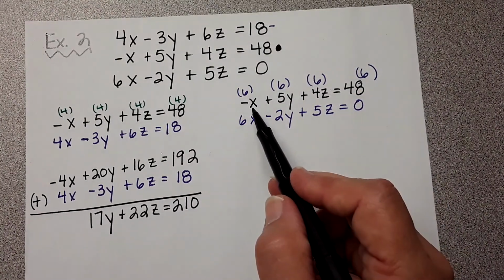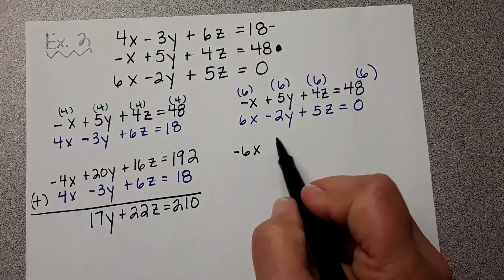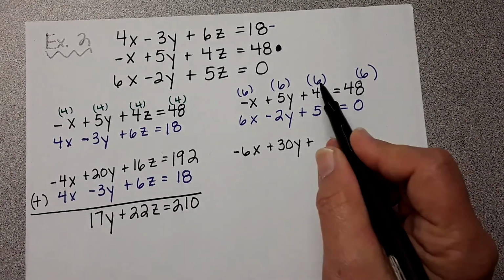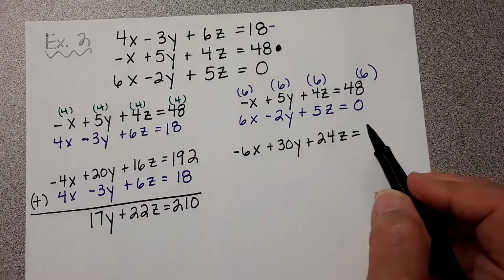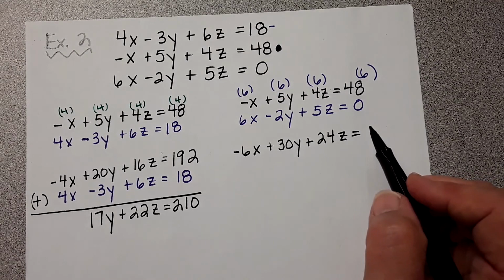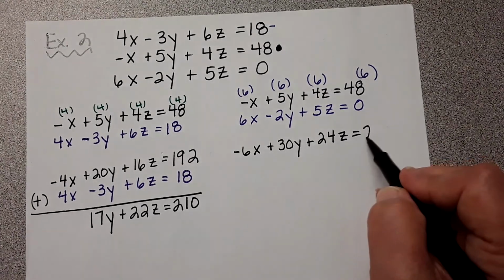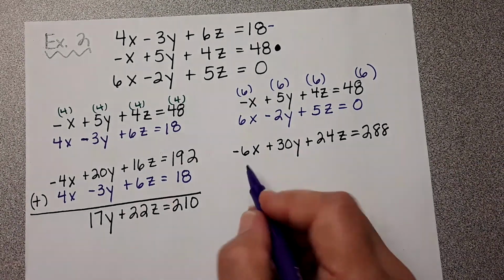So 6 times negative x is negative 6x. 6 times 5 is 30y. 6 times 4 is 24z. And then 6 times 48 is 288. And the bottom equation stays the same.